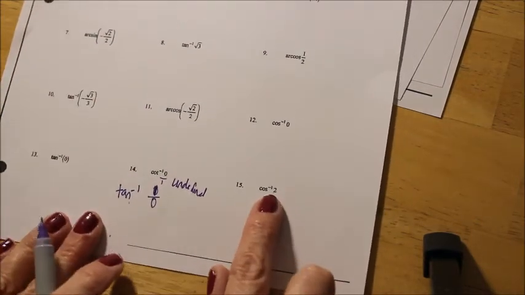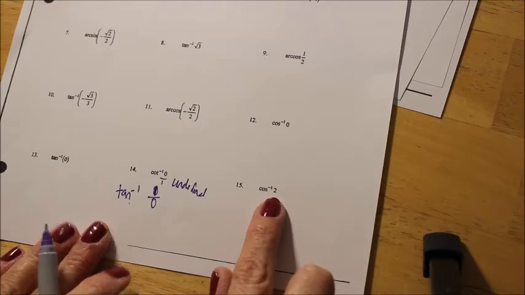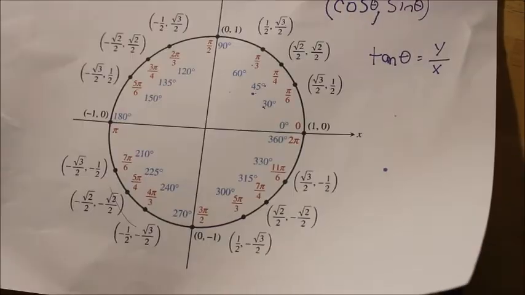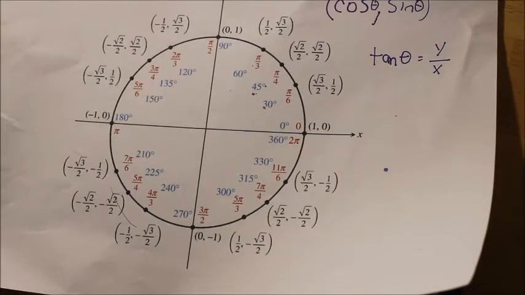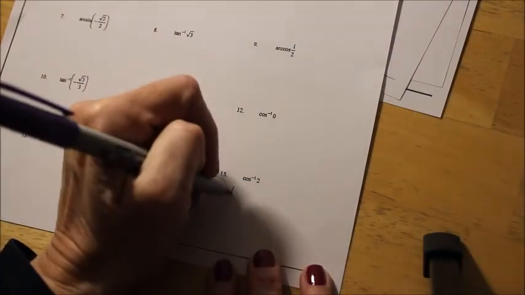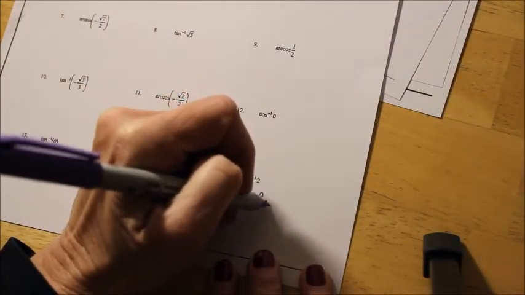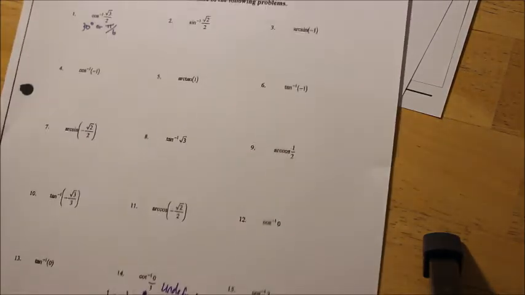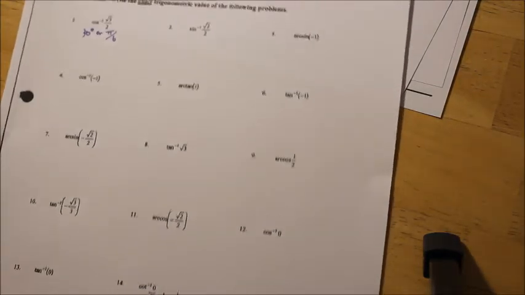And the other thing too, this one says cosine inverse of 2. Well, if you look at the unit circle, there's no x coordinates that are a 2. There's nothing on there. This is called the unit circle. That means your radius is 1. So this one right here would also be undefined. Those are the only 2 that are undefined on this page. So the rest of them you should be able to get to.